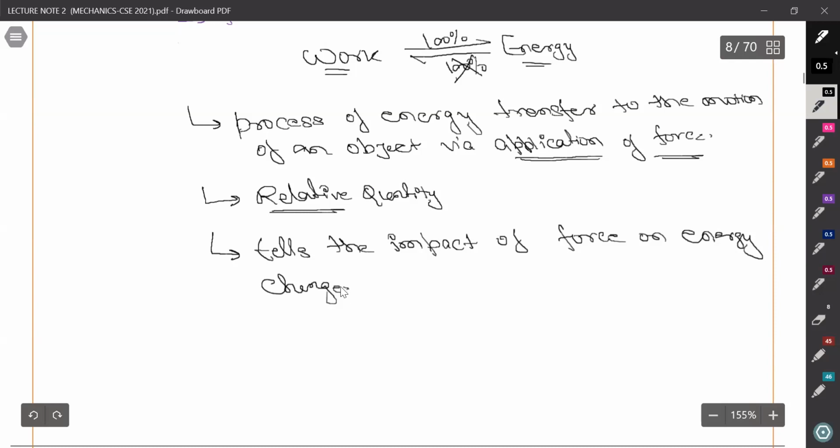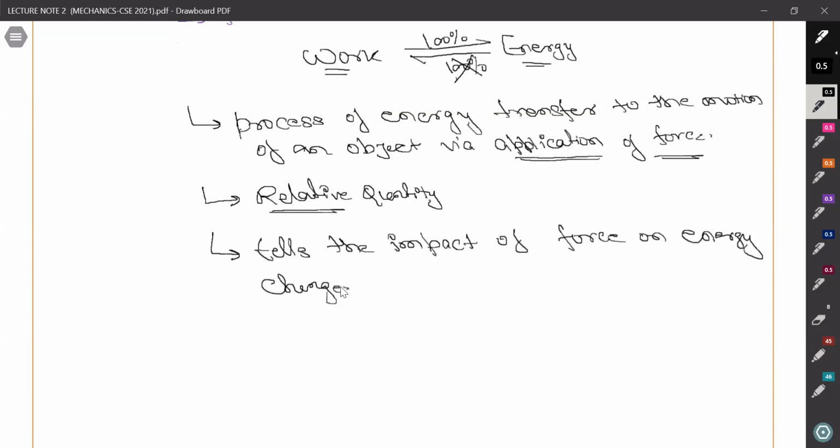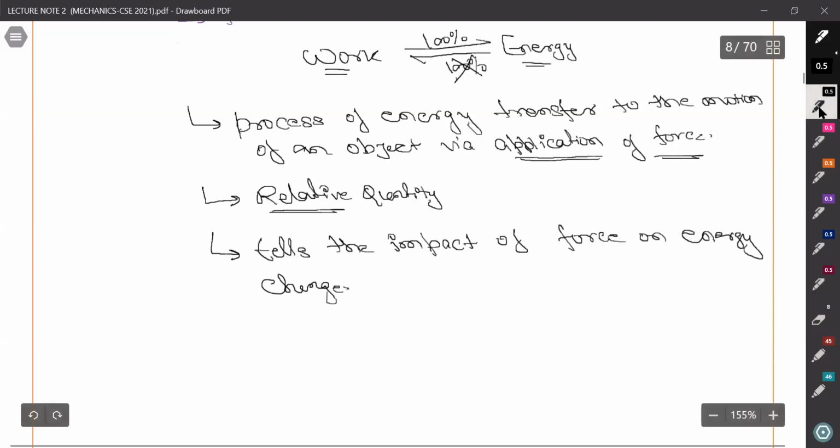We are going to see in our coming section that whatever the impact of force in energy change, we will be able to find it with the work-energy theorem. So this is for work as of now. We'll come to this later also.